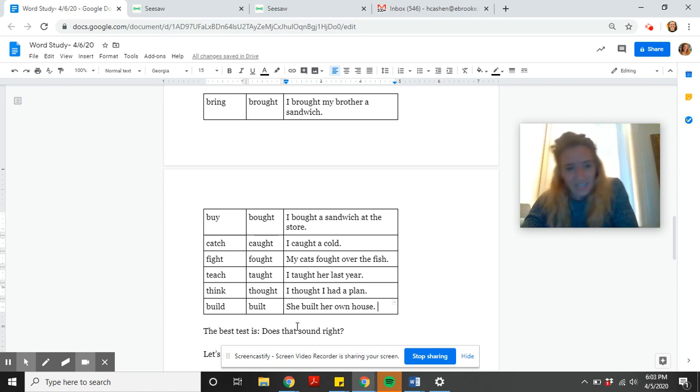For example, if you were to say, I bringed my brother a sandwich, you might be like, something feels a little weird with that. Because you've heard the past tense so many times in school, at home, that usually if you find yourself thinking that doesn't seem right, it's probably an irregular past tense verb. So, instead of saying bring, you would say, oh, okay, I need to change this to past tense.